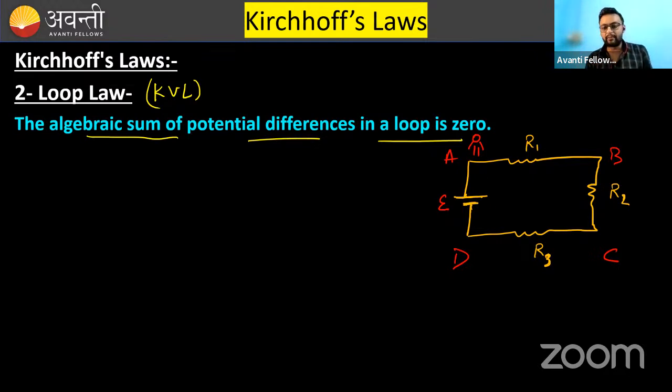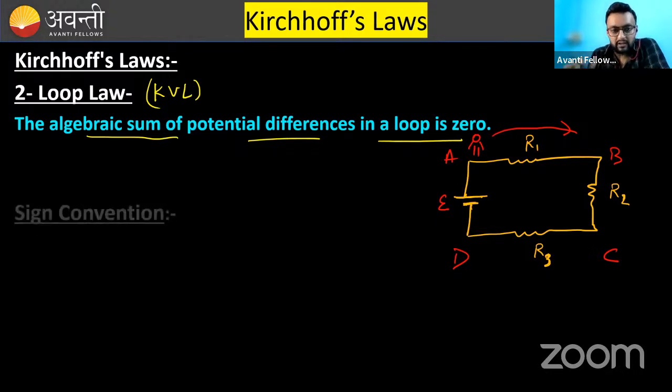Listen to me very carefully. What I am trying to say is, just sit or stand at one of the corners. This is the imaginary thing. You can't actually sit, but stand there at one of the corners and revolve around the loop either in clockwise or in anti-clockwise direction. While moving, write down all the potential differences that you face, and the sum of these potential differences is going to be zero. Remember this thing. Now I will tell you some basic punchlines, some basic sign conventions.